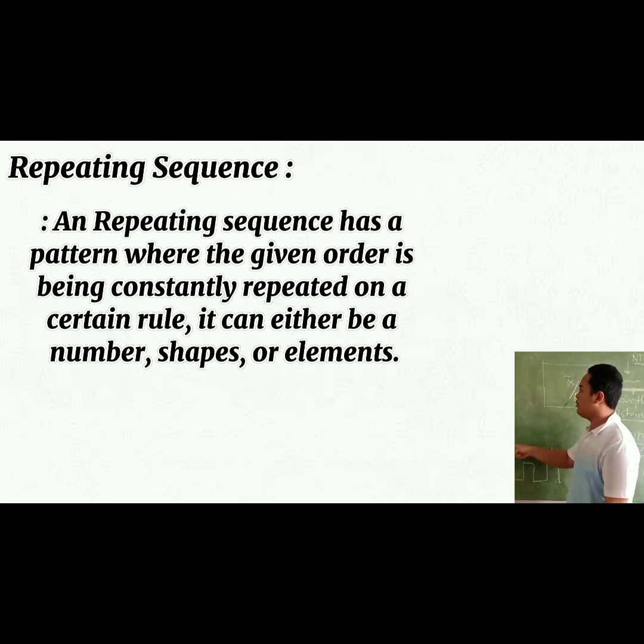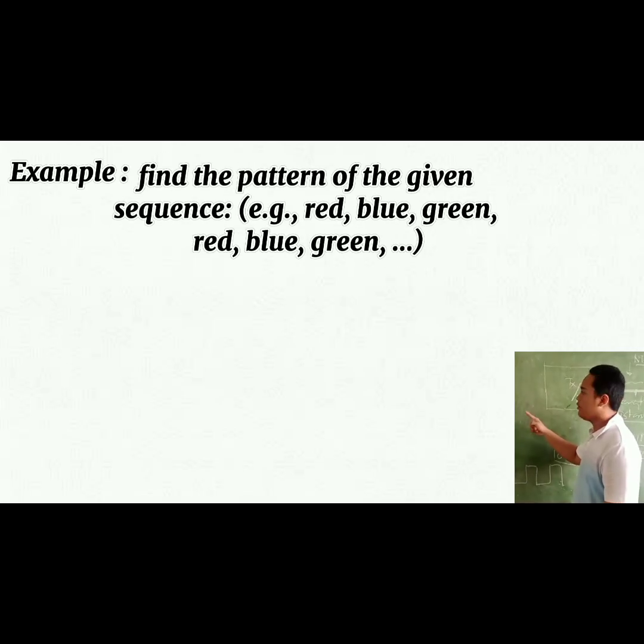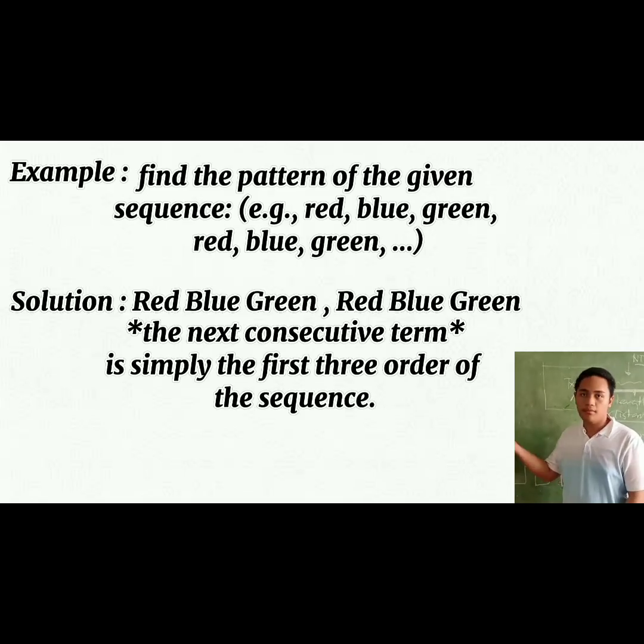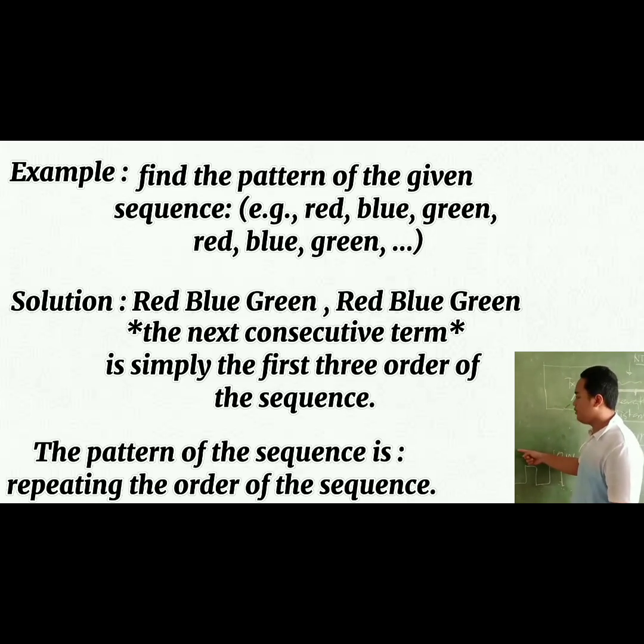Repeating sequences. A repeating sequence has a pattern where the given order is constantly repeated according to a certain rule. It can be numbers, shapes, or elements. Example, find the pattern of the given sequence: red, blue, green, red, blue, green. As you can see, the pattern we use to get the next term is by repeating the order of the sequence constantly.